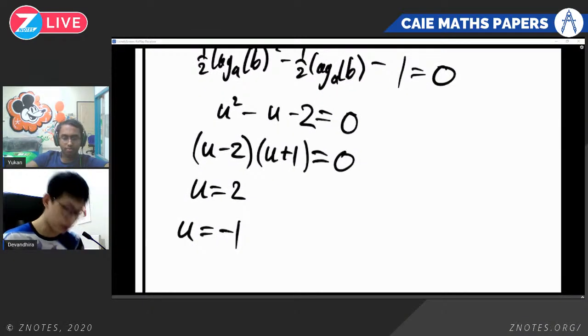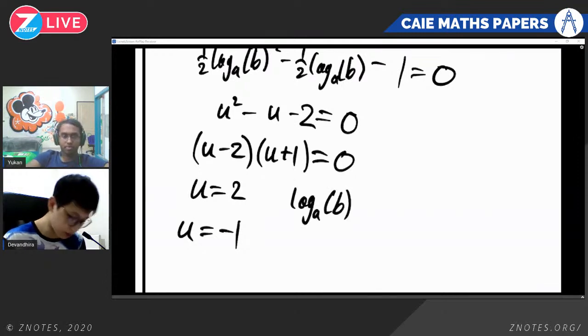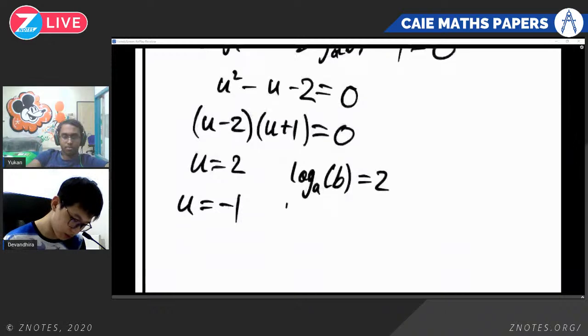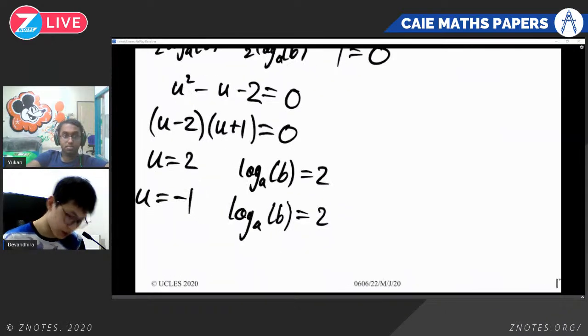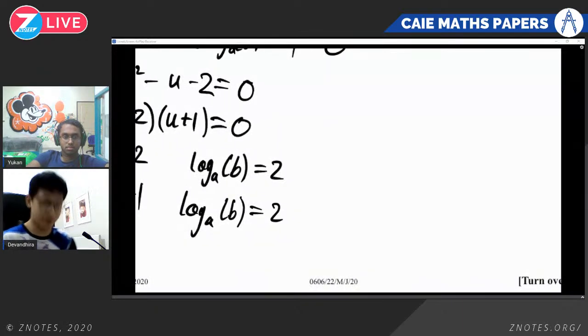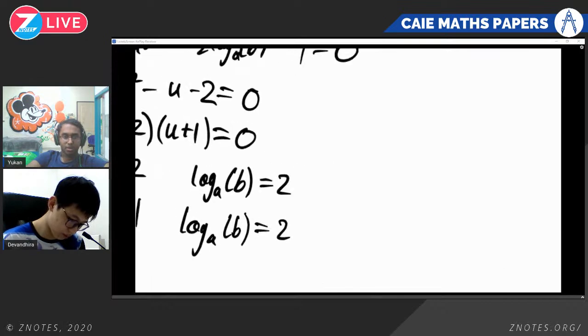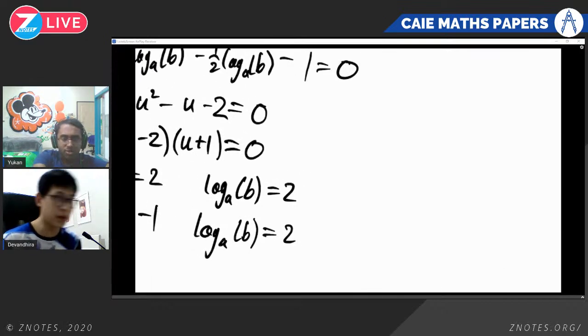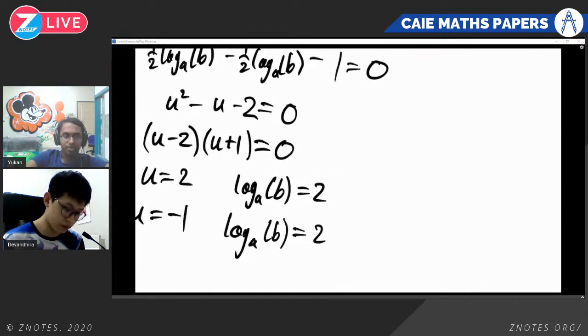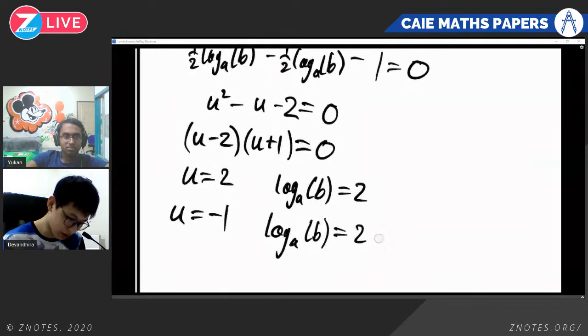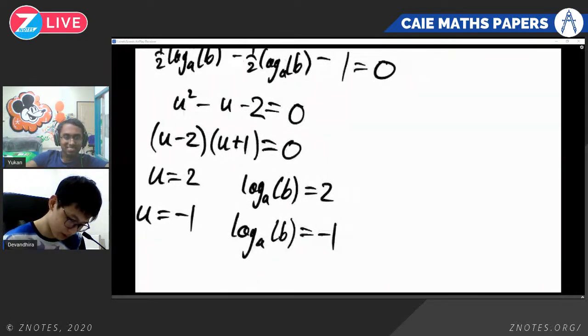But don't forget what u is. u is simply log base a of b is equal to 2, and same for the other one. And we just have to solve this. How can we solve this? So we can raise both sides to the a to the power of. You wrote 2 twice, Devan. It's negative 1 for the second one. Sorry, my bad.